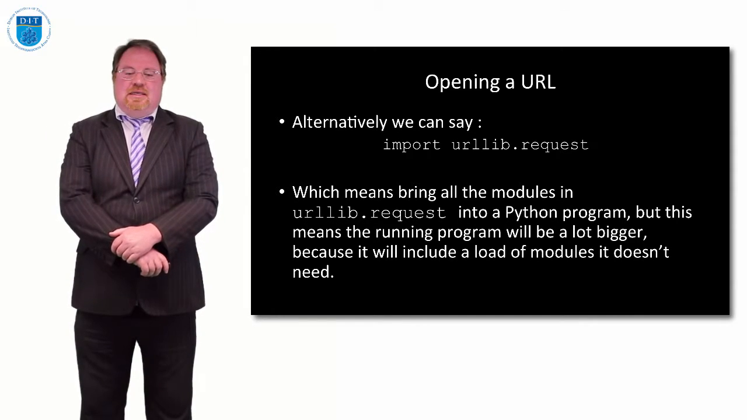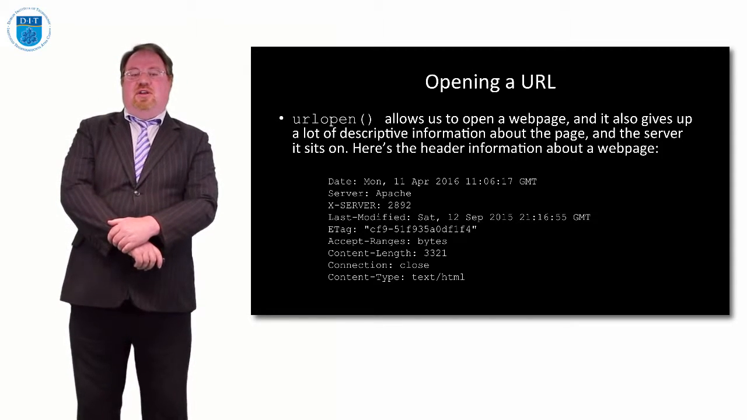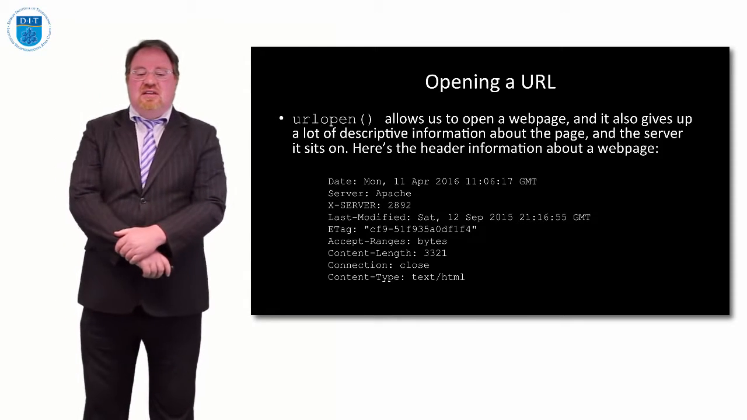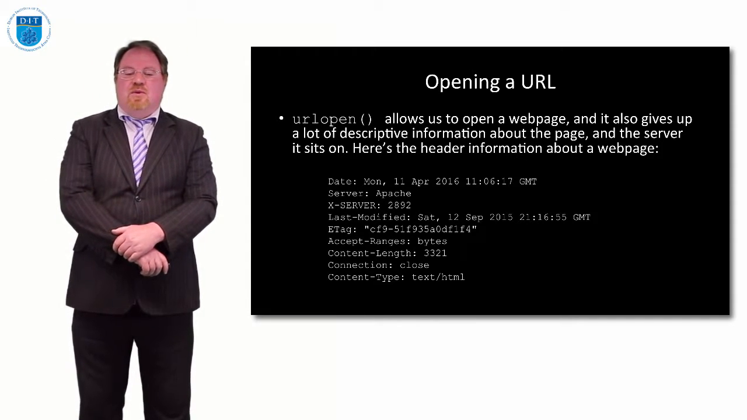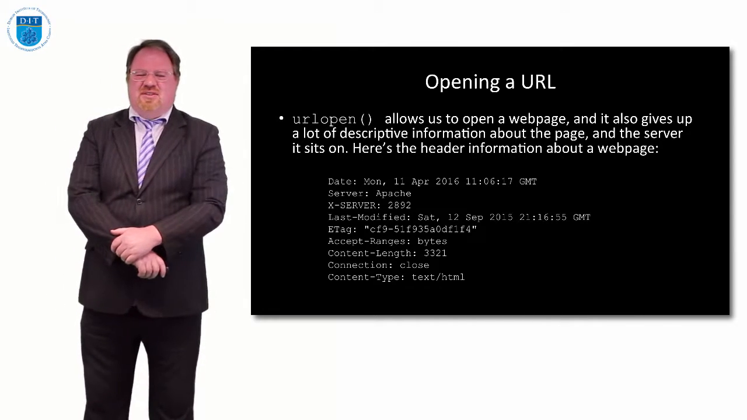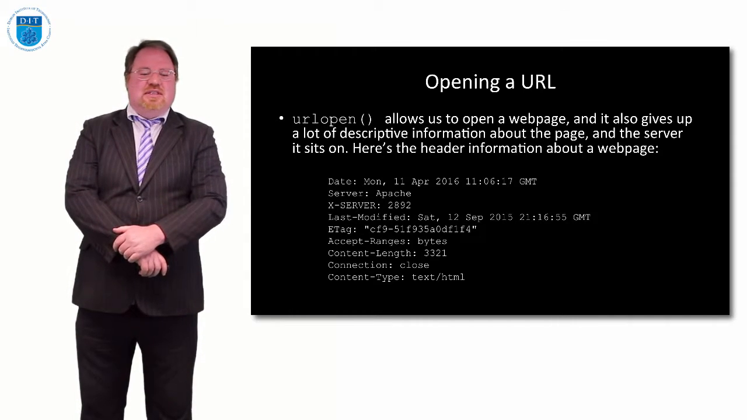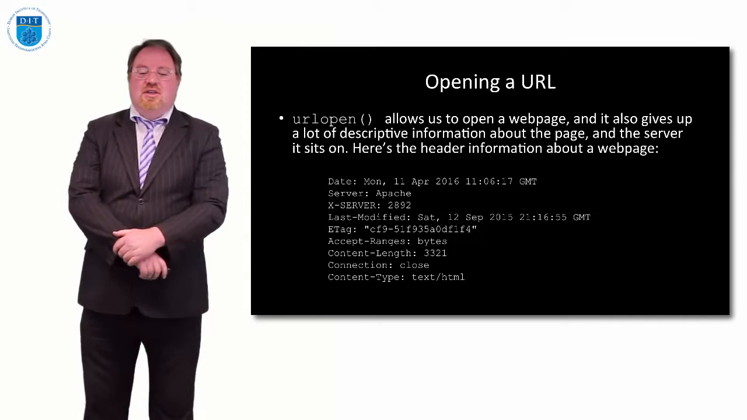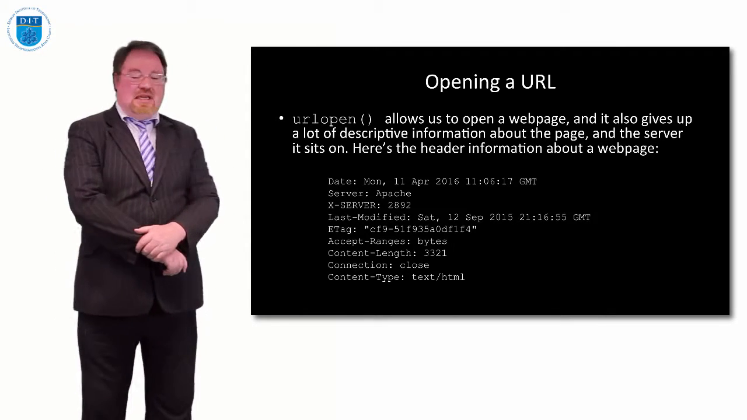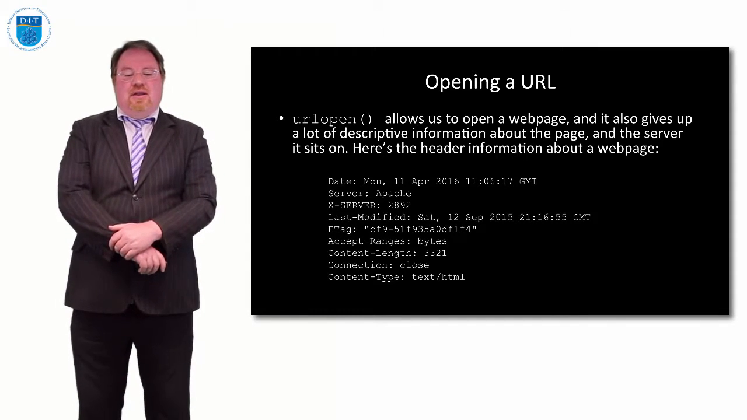And then if I open a URL, what that typically gives me is header information about a particular page. So it normally tells me the date it was created on, the last date it was modified, what kind of computer the web page is running on, what type of server it is, what types of information it accepts, byte values, how long the page is, 3321, the connection type, and then the content type, which is a text HTML file. So it's a HTML file. That's what urlopen is telling us.